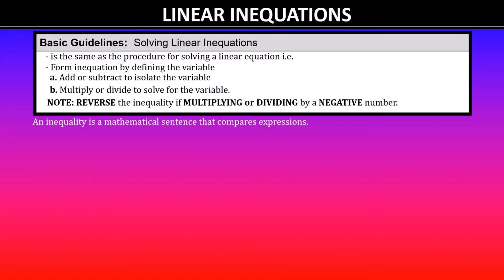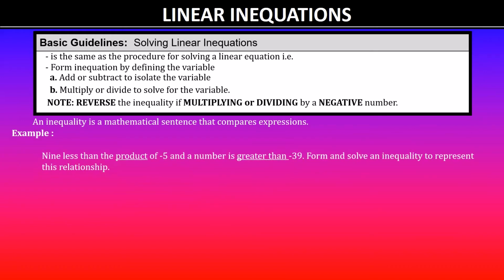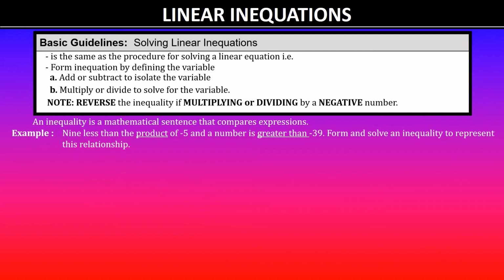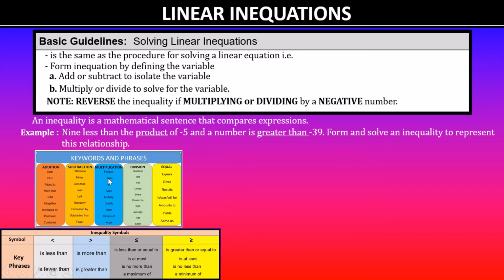So we'll quickly have a look at the example. It says 9 less than a product of -5 and a number is greater than -39. And the question says form and solve an inequality to represent this relationship. So in this case, we're given some of the keywords, and I've already underlined these for you. Product is same as multiplication. So it says 9 less than, and less than means subtraction here, so minus.